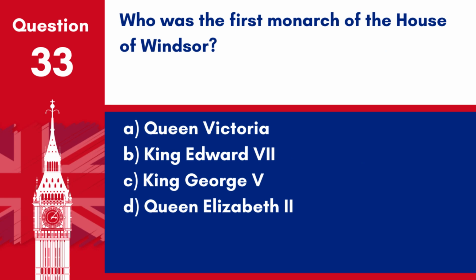Question 33. Who was the first monarch of the House of Windsor? A. Queen Victoria. B. King Edward VII. C. King George V. D. Queen Elizabeth II. Answer C. King George V. King George V was the first monarch of the House of Windsor, rebranding the royal house from the House of Saxe-Coburg and Gotha in 1917 due to anti-German sentiment during World War II.